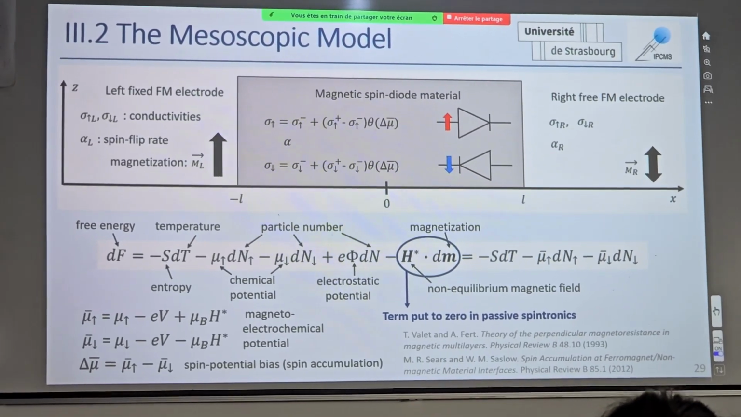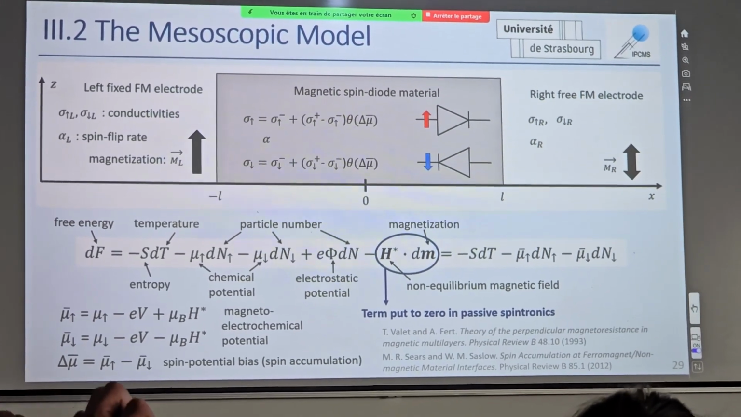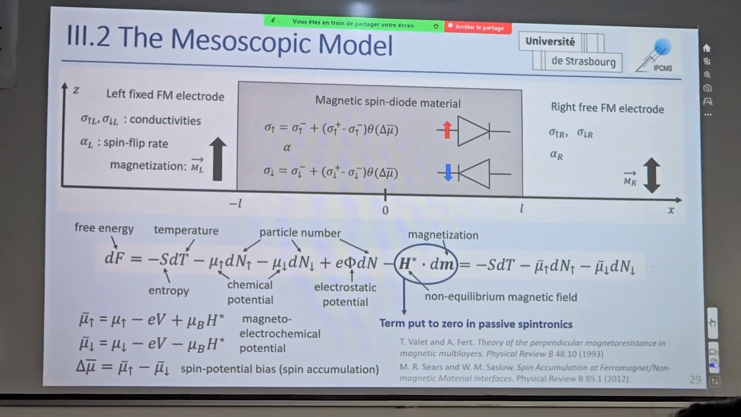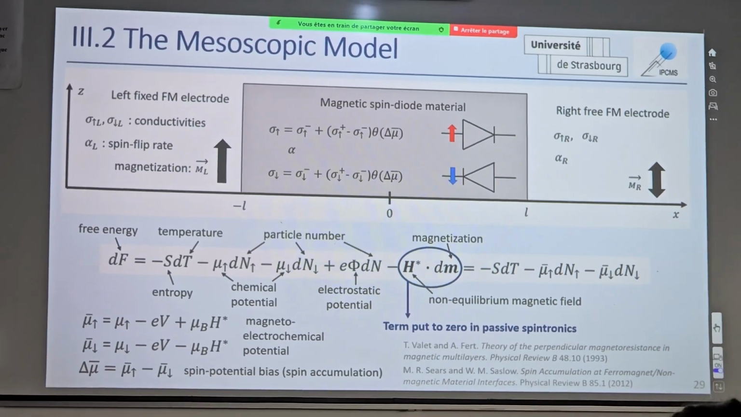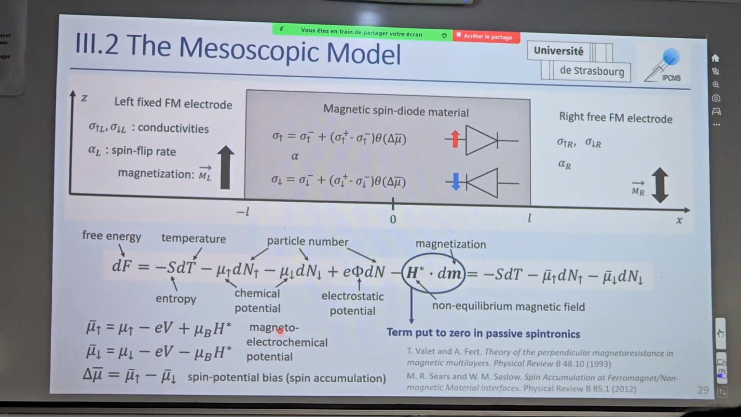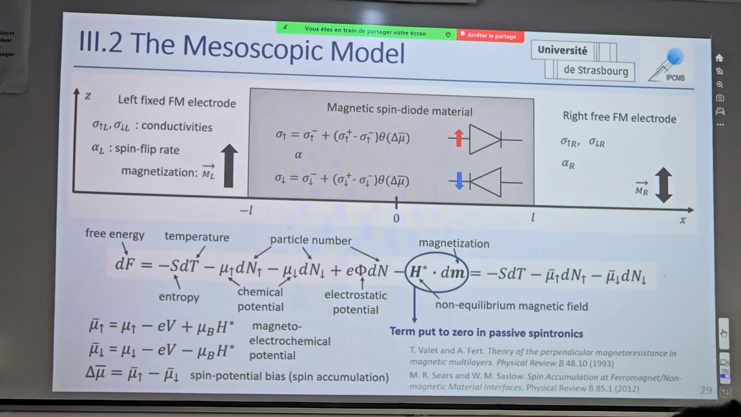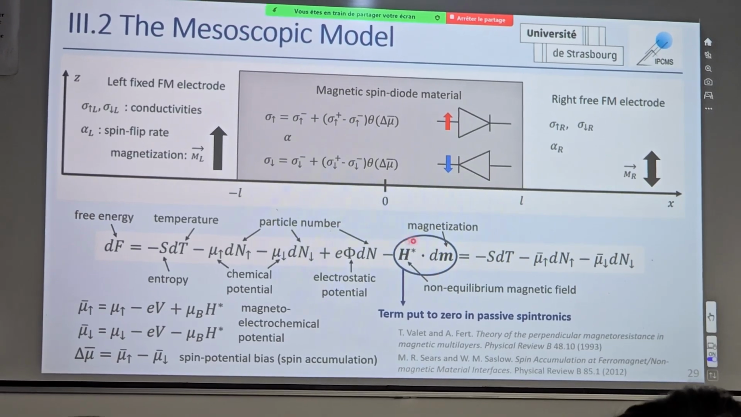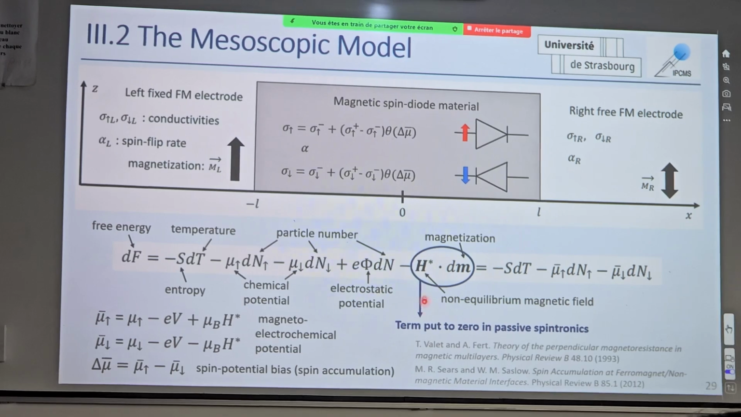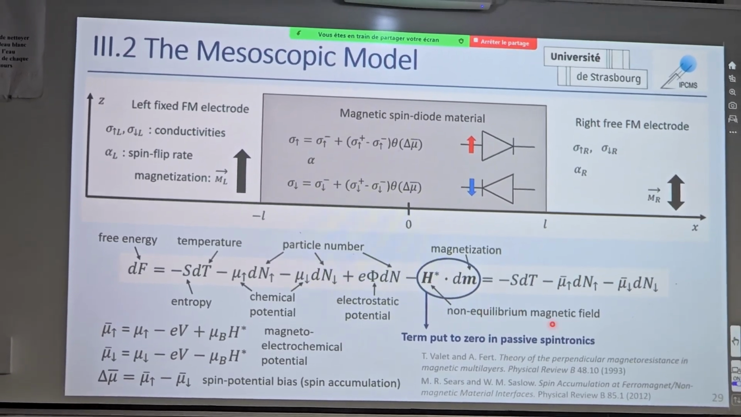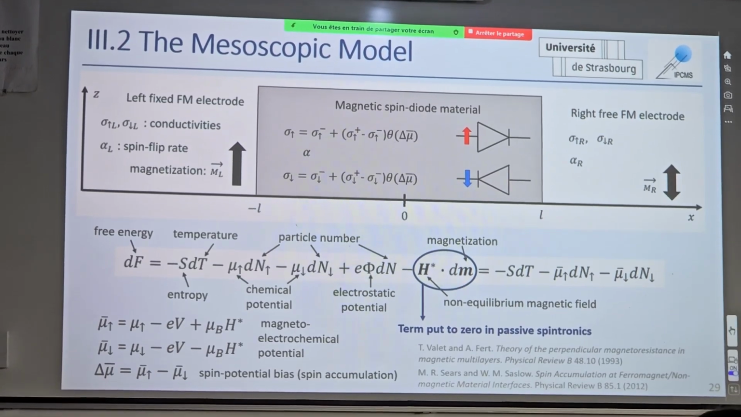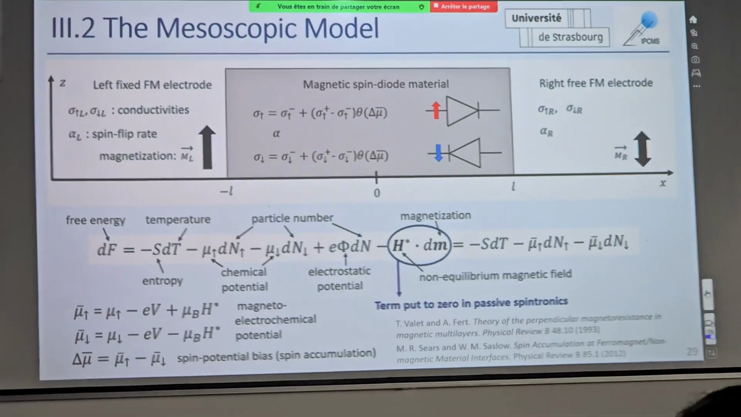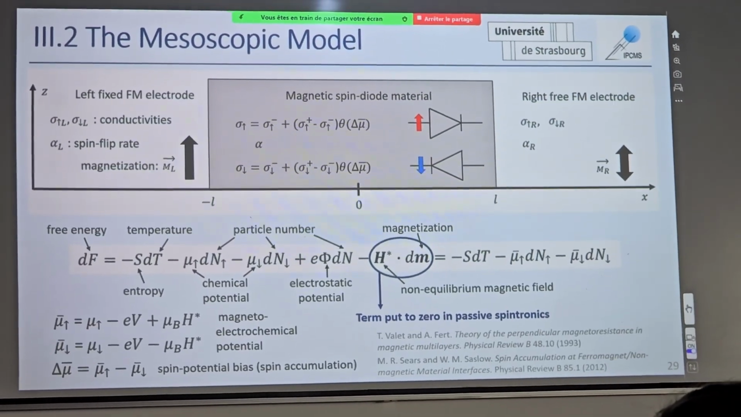And so I considered this bar, and I considered the small elements of this bar, and I looked at the thermodynamic forces that were applied to these small elements. And it features 5 terms. 4 of them are pretty standard, and the last one is related to a non-equilibrium magnetic field that is rotating the magnetization of these elements. And usually, in passive spintronics, this non-equilibrium magnetic field is put to 0, and it's not considered because it's limited to a power generation, as we will see.